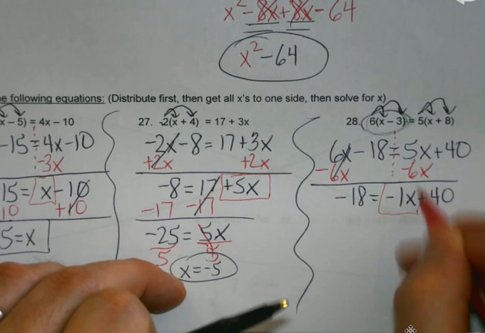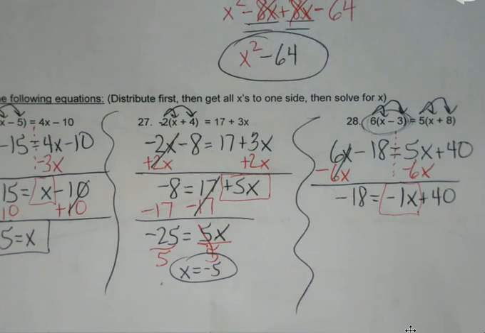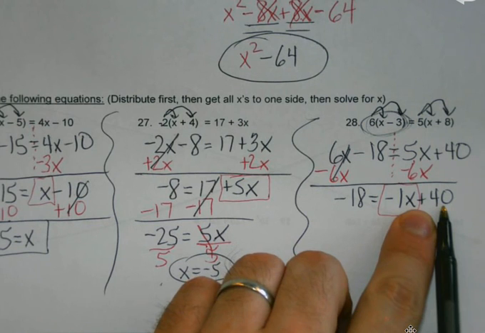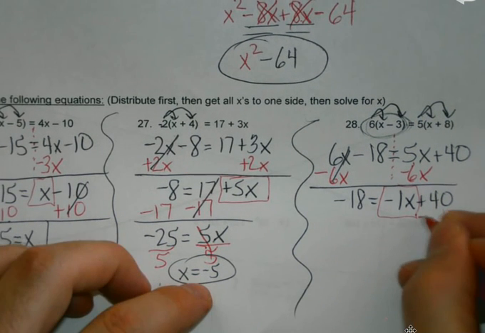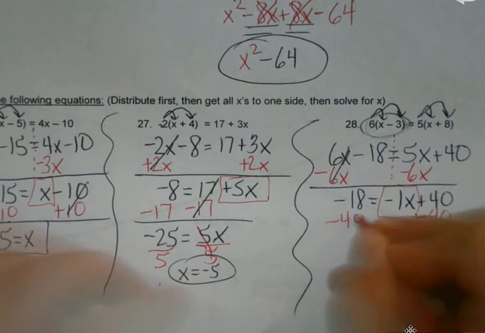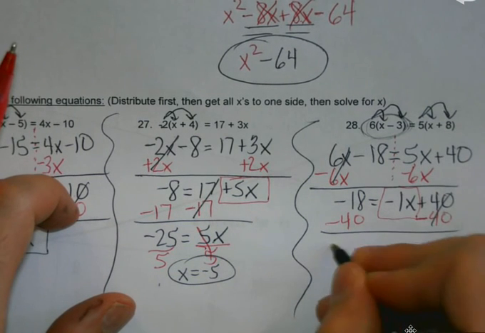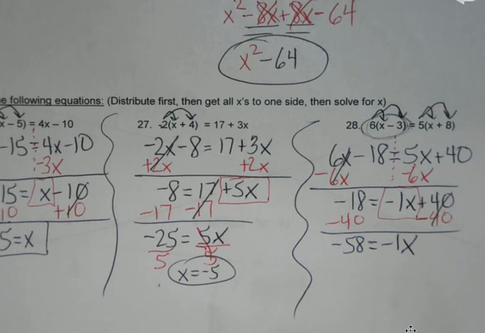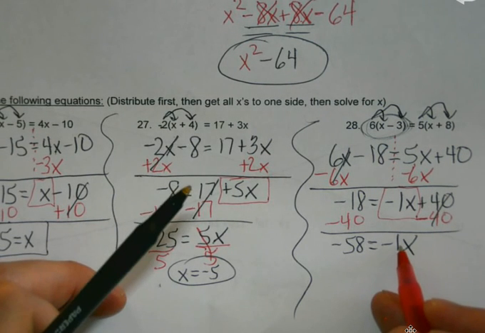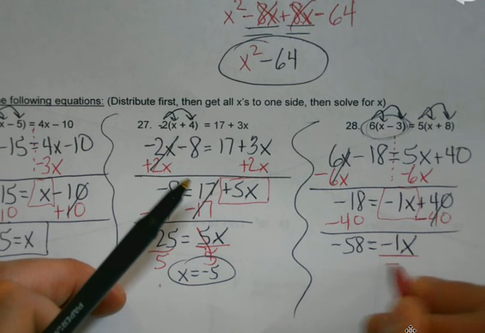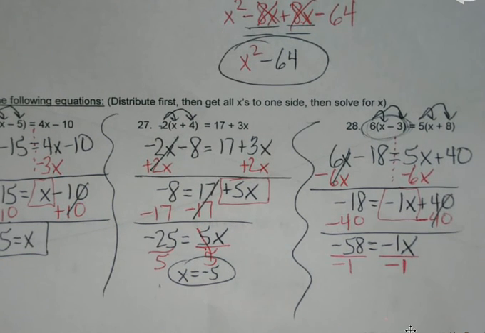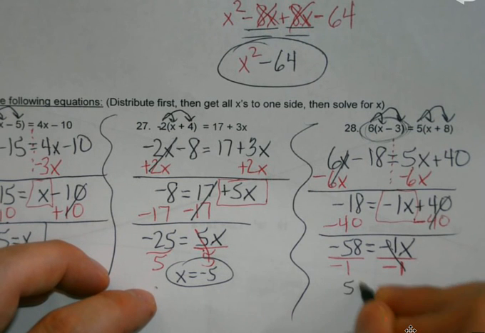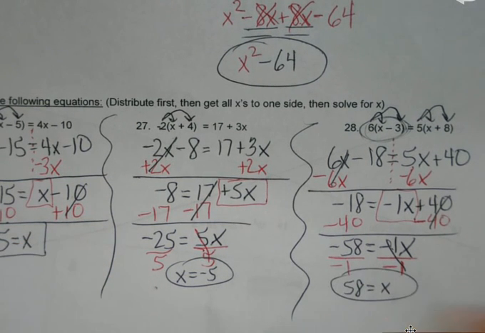Now my goal is to get that x term by itself. How do I get rid of this guy? Minus the 40. Now this time x isn't quite alone yet. Yeah, I'm multiplying it by -1, so I have to divide. Okay, always look to see what your operation is. Equals x.